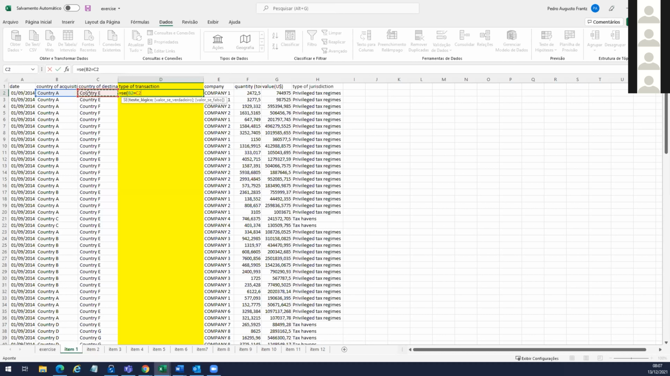If this condition is true, or if country of acquisition is equal to country of destination, type direct; if country of acquisition is different, type triangular indirect. Close parentheses.